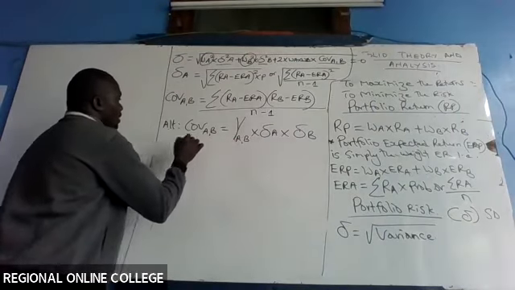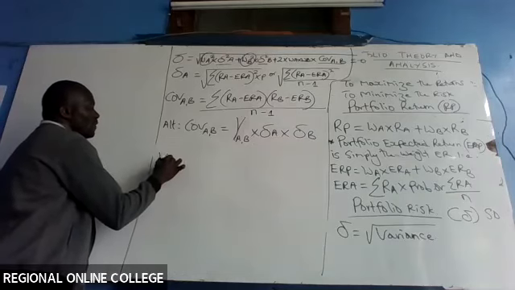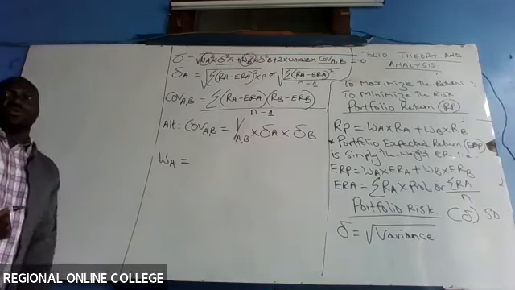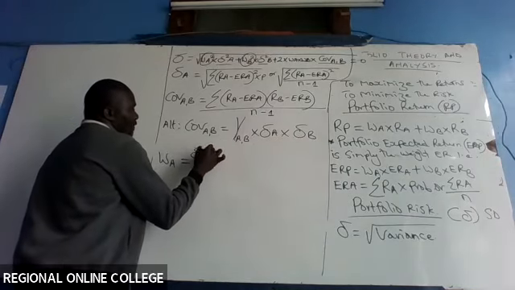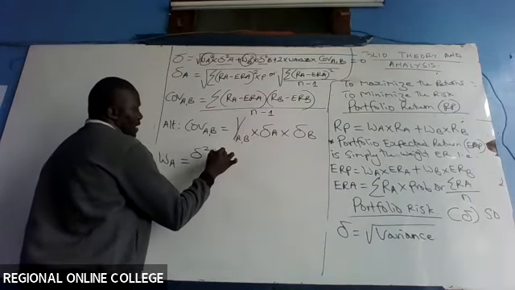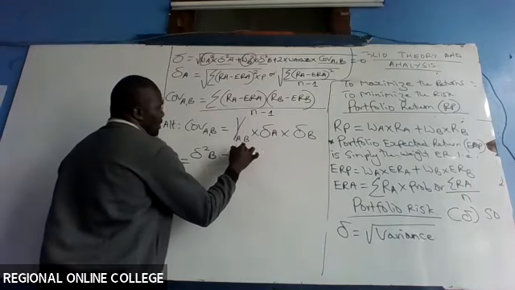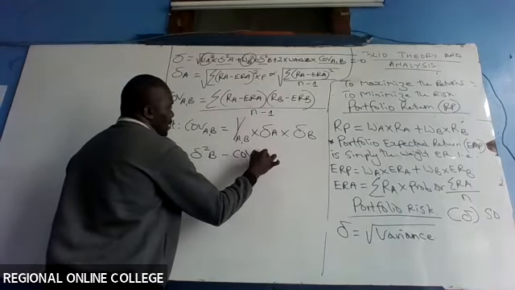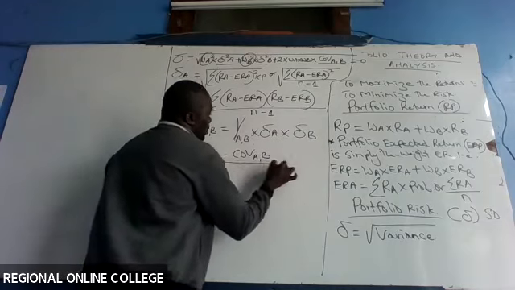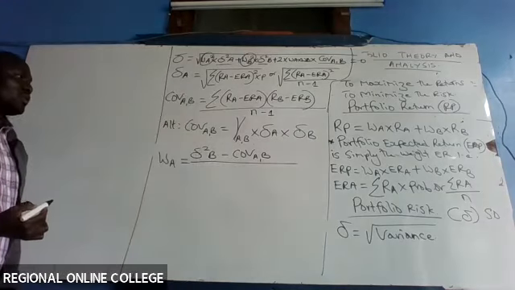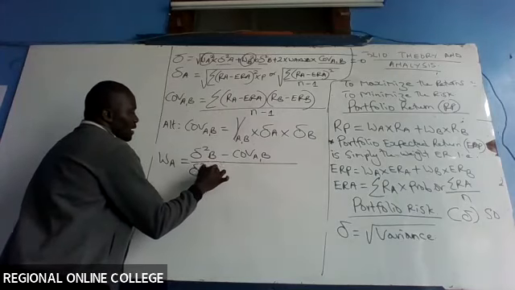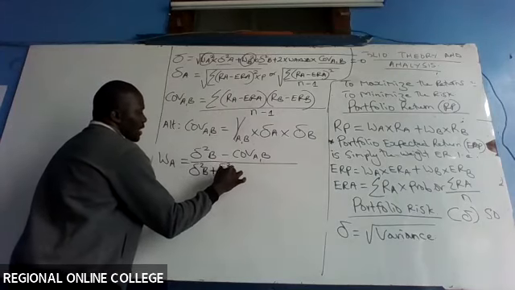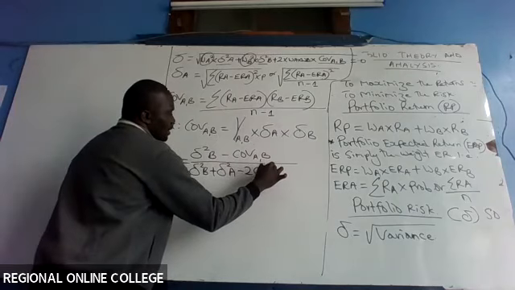So the weight of A would be equal to the variance of B minus the covariance of AB, divided by, I'm going to explain where it's coming from, the variance of B plus the variance of A minus that one.